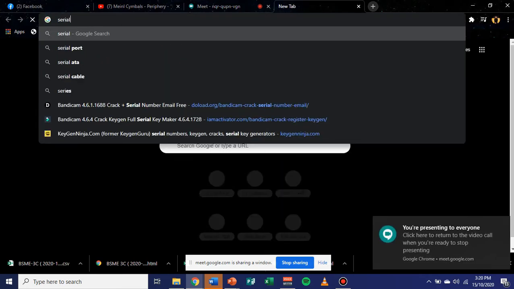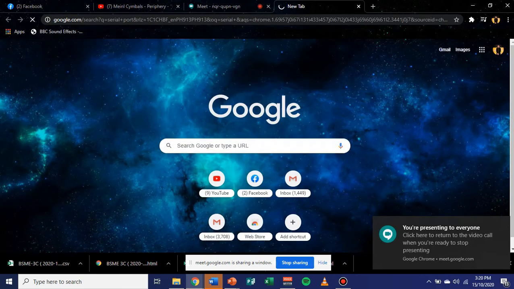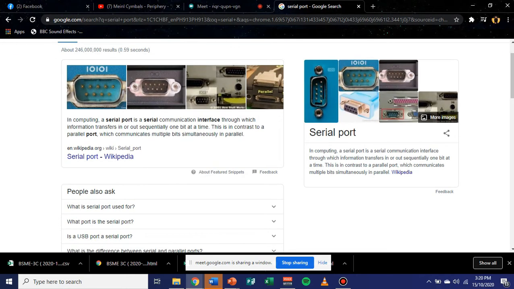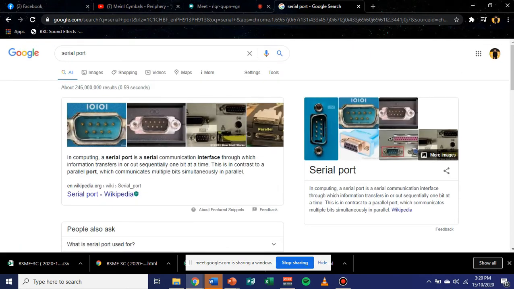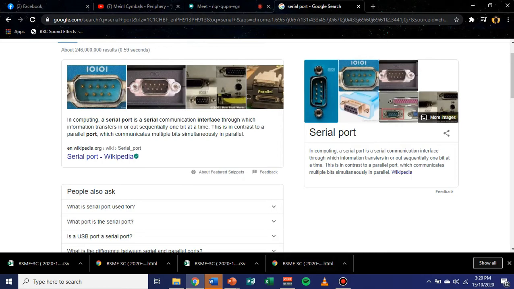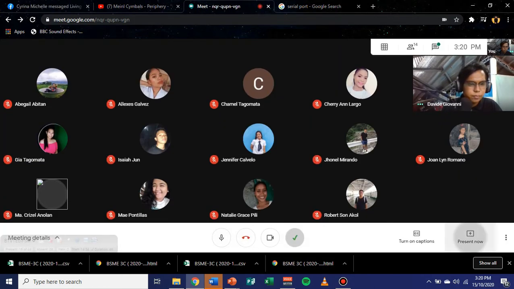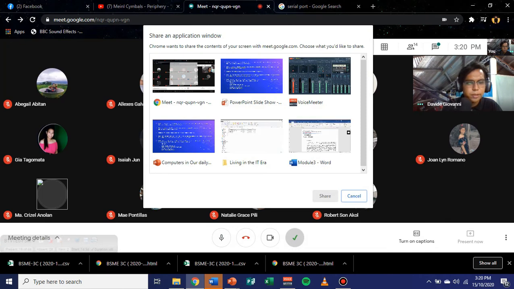So, serial port. Ito. Ang example ng serial port para siyang maliit na VGA using pins. Pins din yung type ng connection niya. Wait. At i-share ko dito sa ating... sorry.